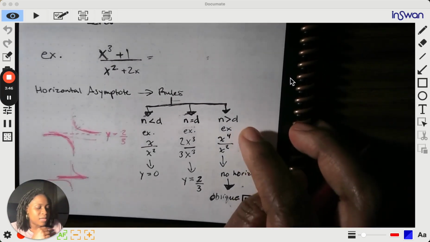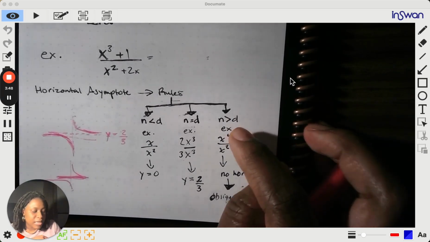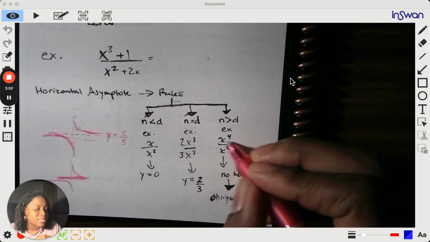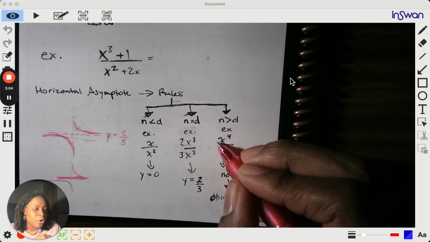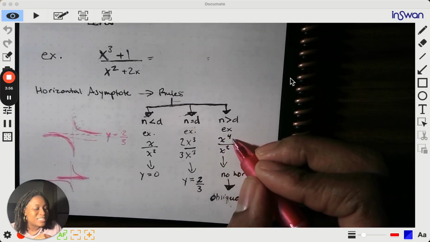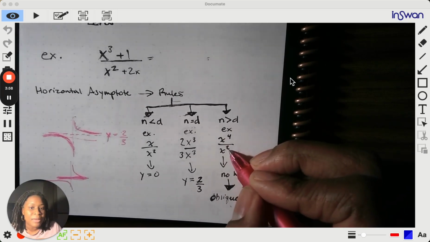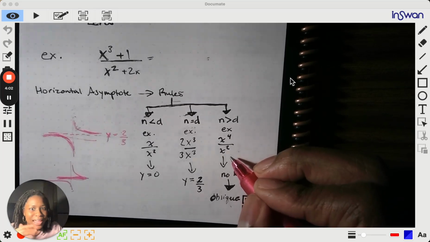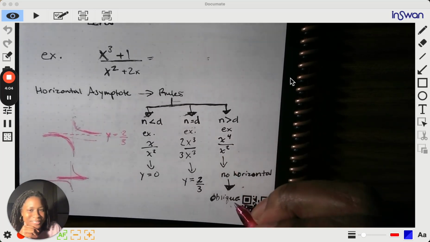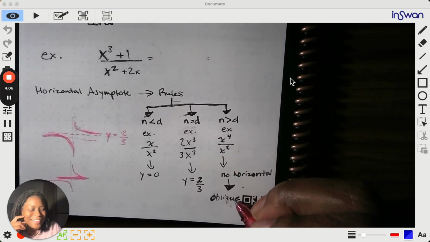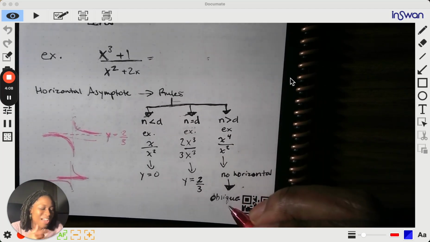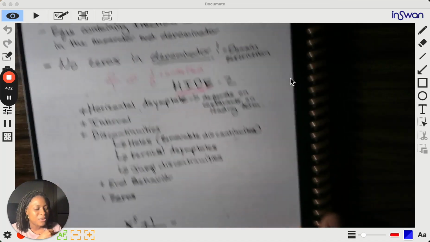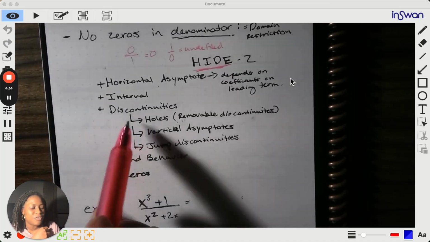Now the last scenario is if the exponent on my leading term in the numerator is greater than the one in my denominator. There's no horizontal asymptote. Yay! But there is an oblique one. Yay! So that requires a little bit of extra math, which I'll show you in the example. So then after that, these are the different things you can solve for.